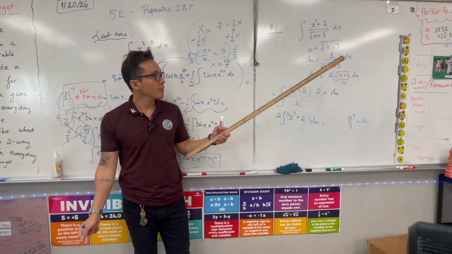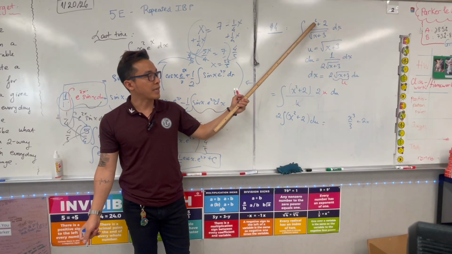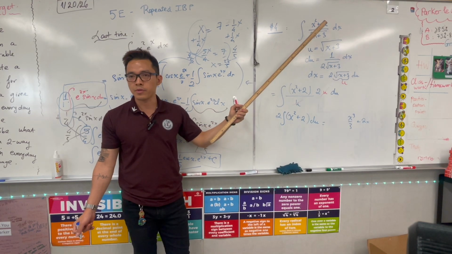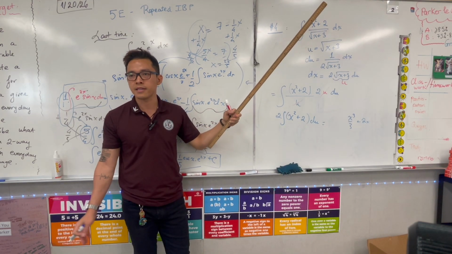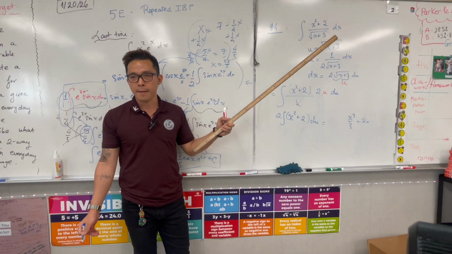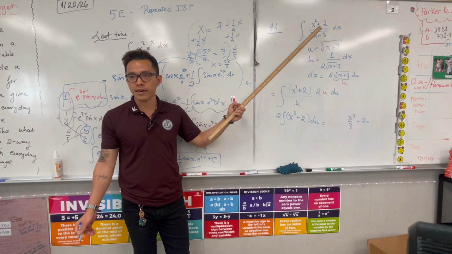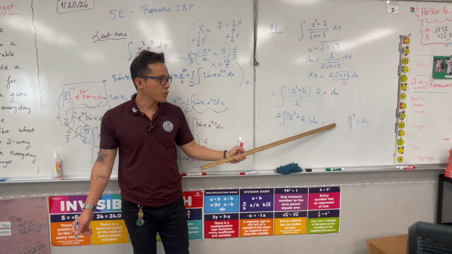Because if you try, you can try let u equal to x squared plus 2. You will see it's going to be more complicated and you get stuck. This is one of the examples we did in class though. Very similar. So what's good here?